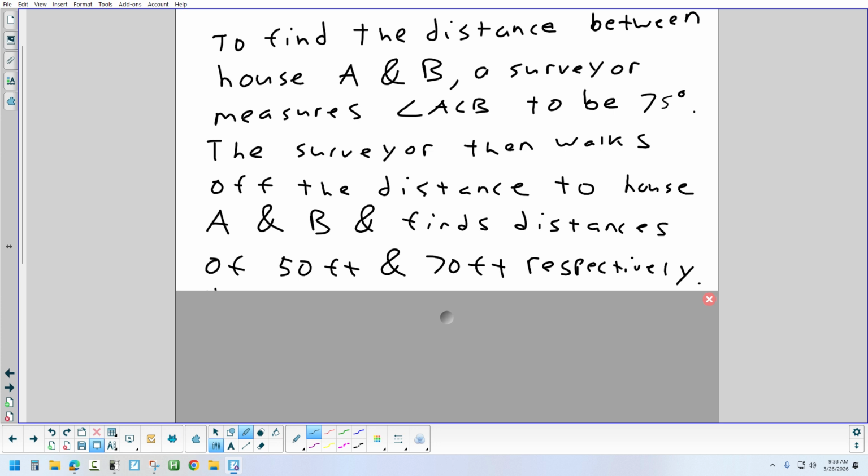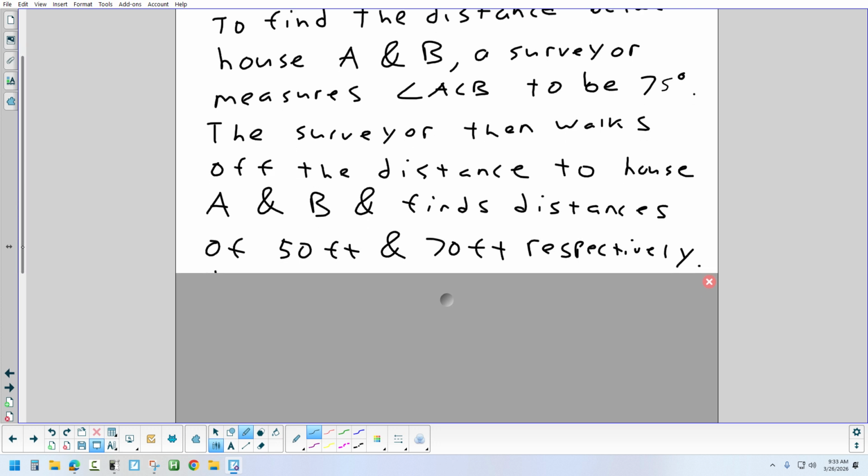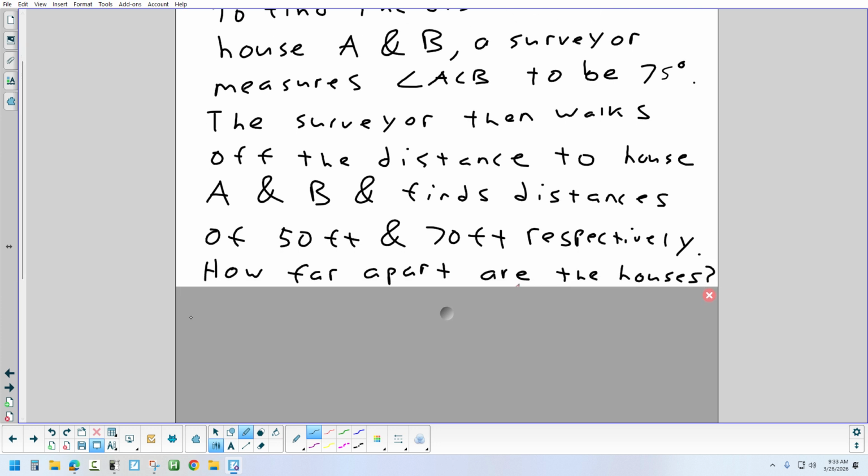So that angle right here, that's the angle that the surveyor has to turn. If they're looking at a point on one side of the house, they've got to turn 75 degrees, and then they'll be looking at the point on the other side of the house. So we want to know how far apart are the 2 houses, or the 2 points on each side of the house, whatever it is. We're just trying to find the distance between 2 spots. In this case, I think the 2 points represent different houses.